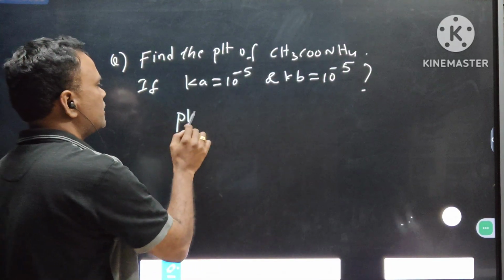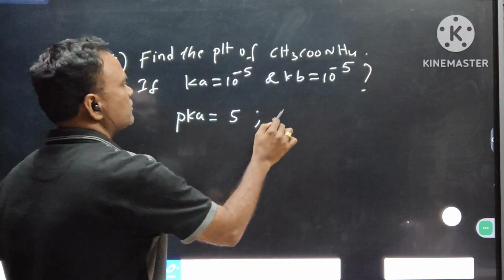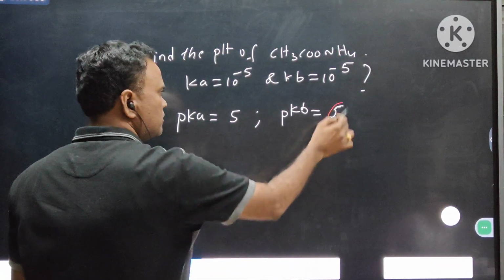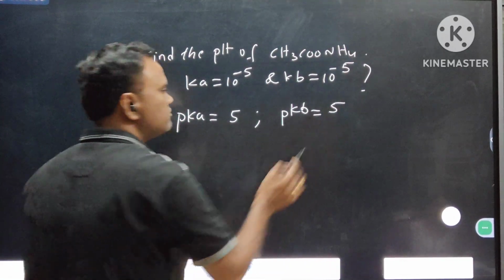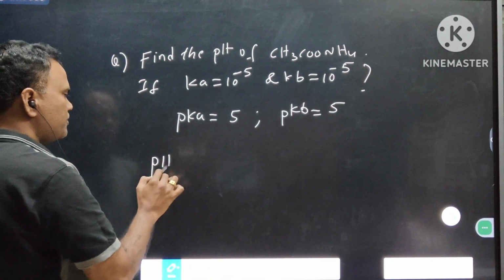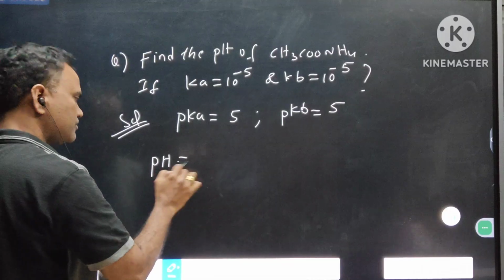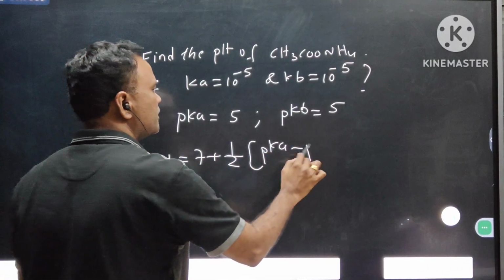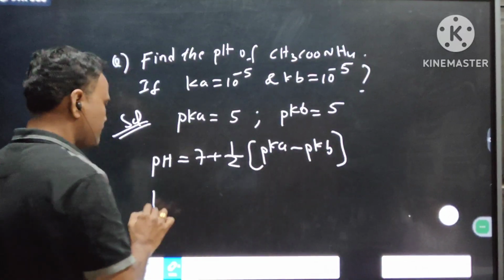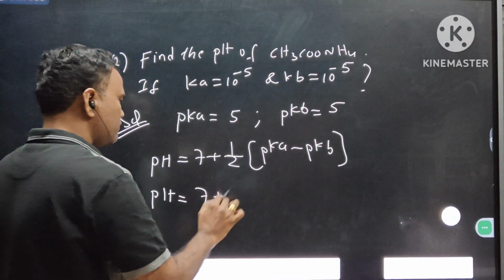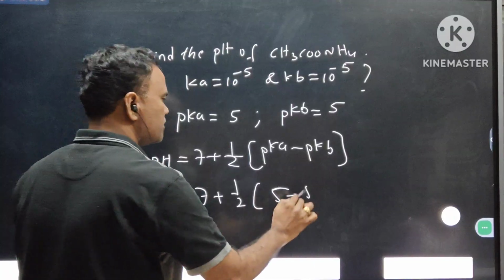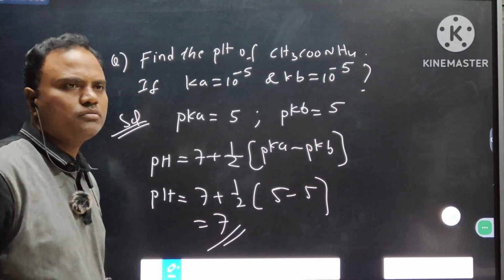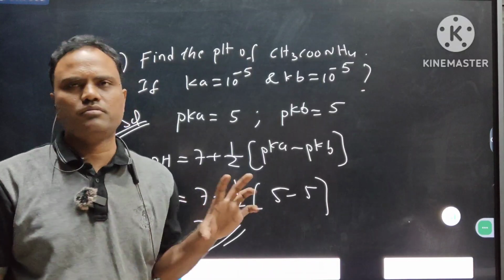See, Ka is given, right? What about pKa? 5. What is pKb? 5. Both are 5. When both are the same, no need to calculate. You can say directly, pH is equal to 7 plus 1 by 2 (pKa minus pKb). pH is equal to 7 plus 1 by 2 (5 minus 5), 0. 0 into 1 by 2, 0. That is equal to 7. Right? This is one subtopic.